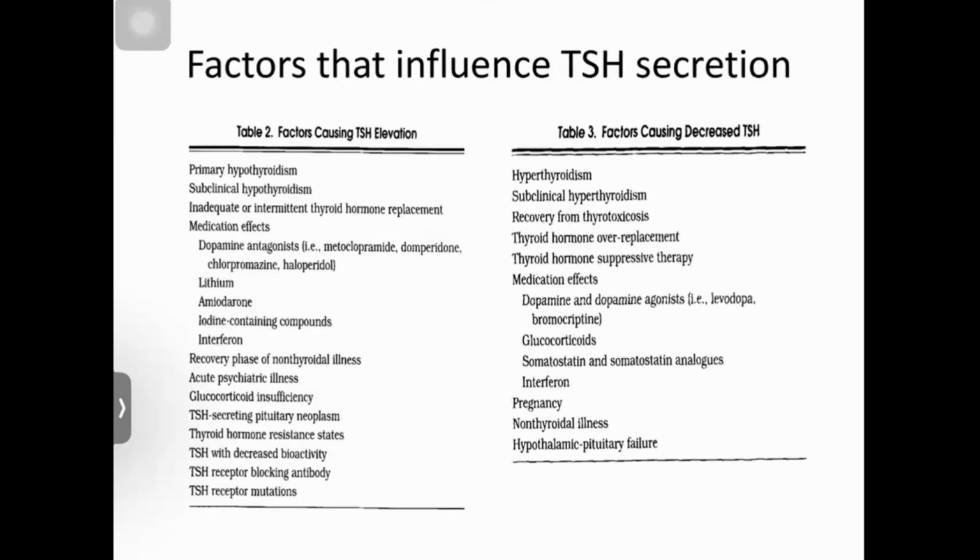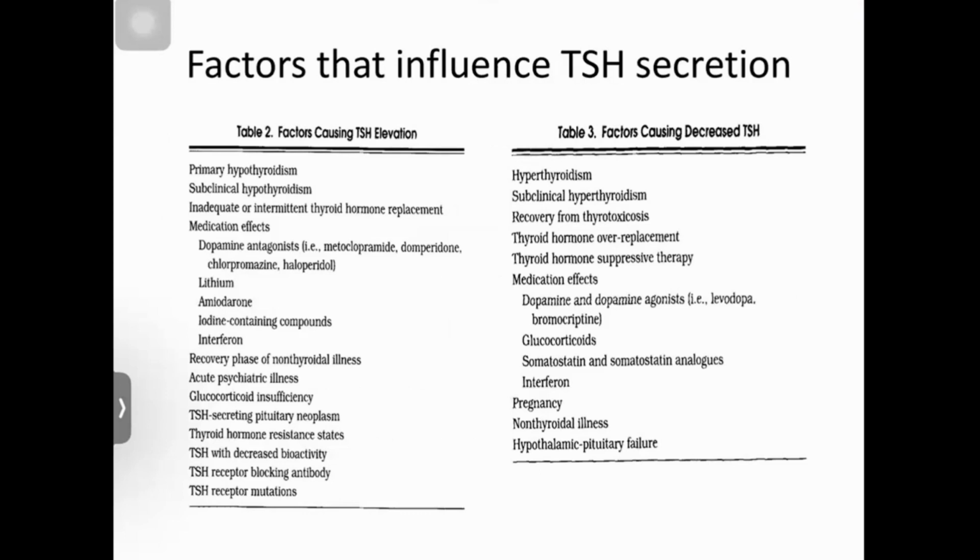But there are other factors that can influence TSH secretion. These factors are something that you should consider when you have elevation or decreased TSH. But these are the normal factors that we know in our clinical setup. We know that in primary hypothyroidism, subclinical hypothyroidism, TSH is elevated. We know that if the patient does not have adequate thyroid hormone replacement, TSH gets elevated.